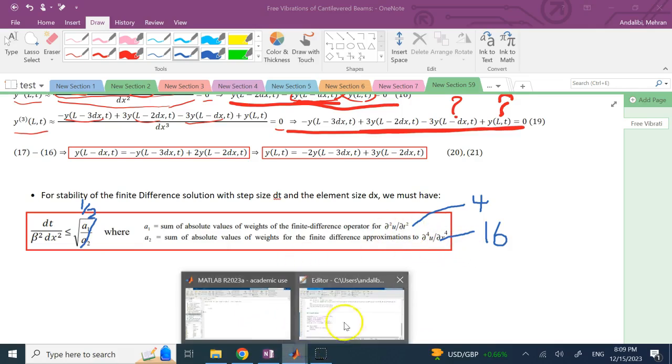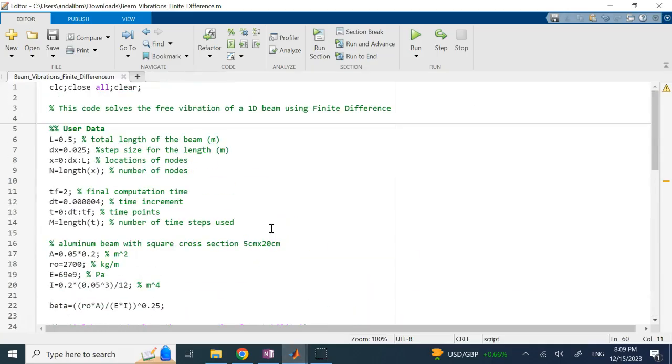And so here I wrote my MATLAB code for you. And I made the beam 1/2 meter. And I used a bunch of elements along it. As you can see, it's like 21 elements.